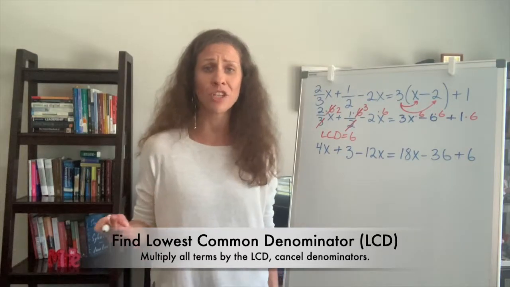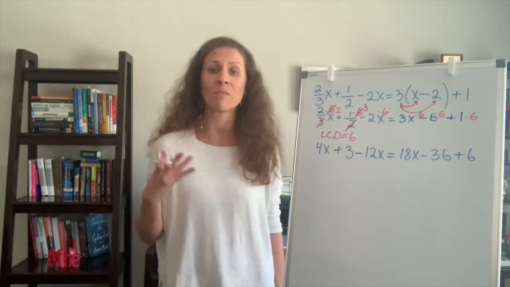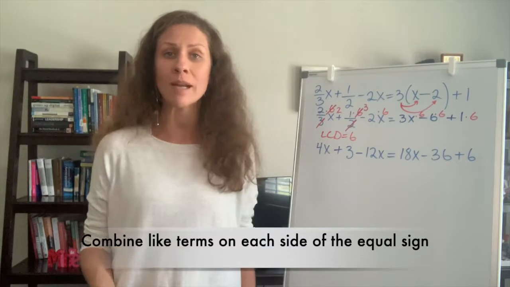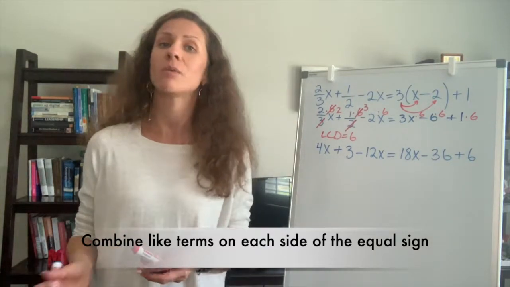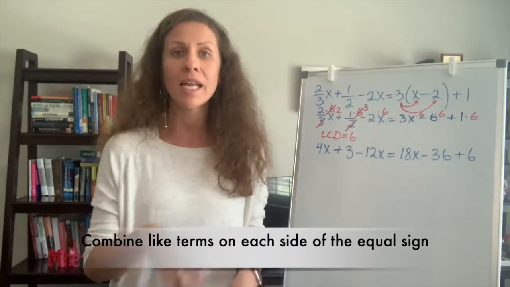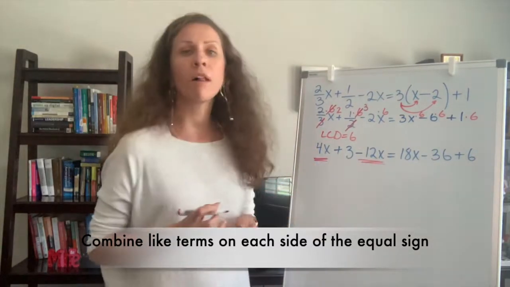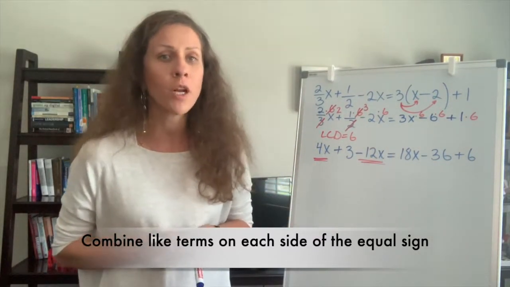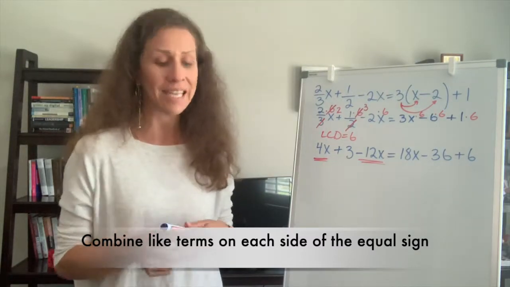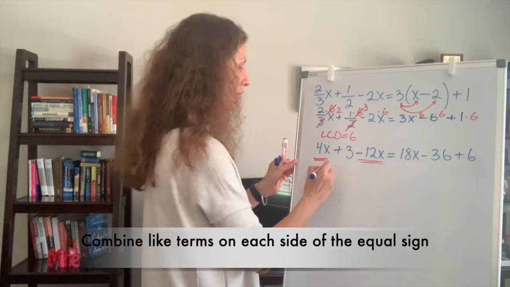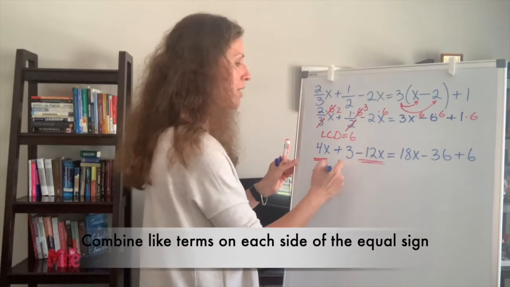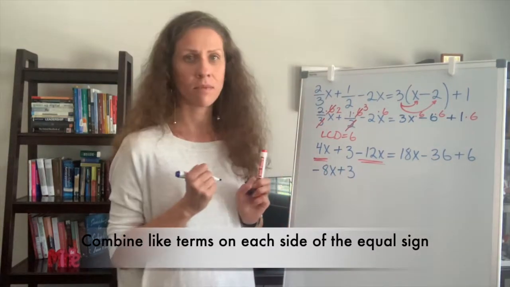It doesn't have any fractions, and we're ready to move on to step number 3, which requires us to combine like terms on each side of the equal sign. On the left side of the equal sign, I have 2 terms with x's, the 4x and the negative 12x. When I combine 4 and negative 12, I get negative 8x. And I still have this 3.